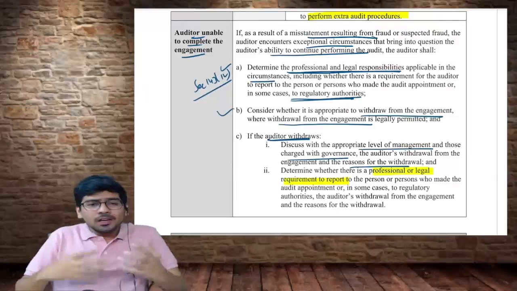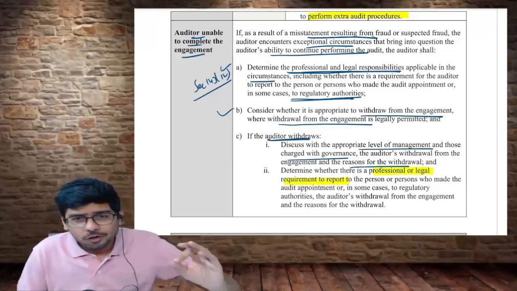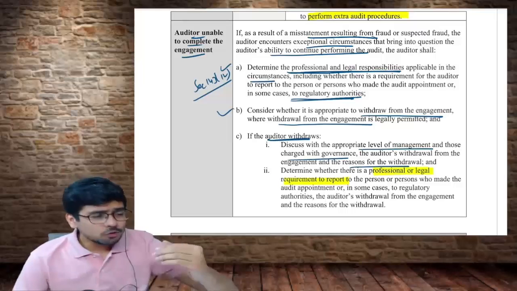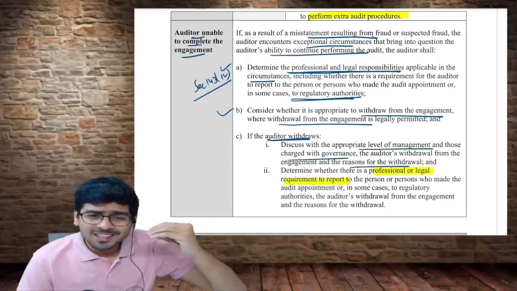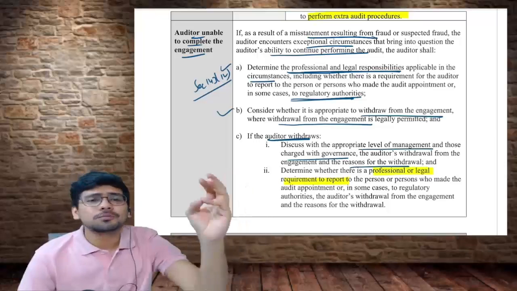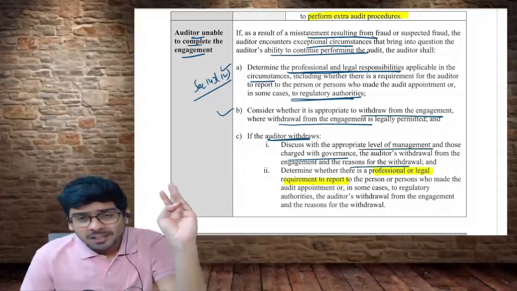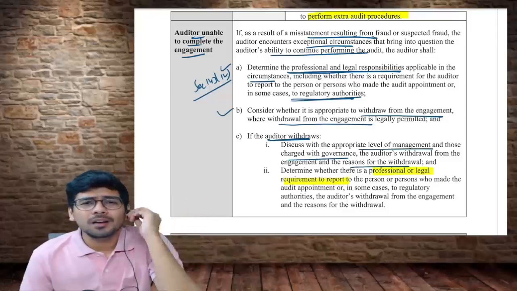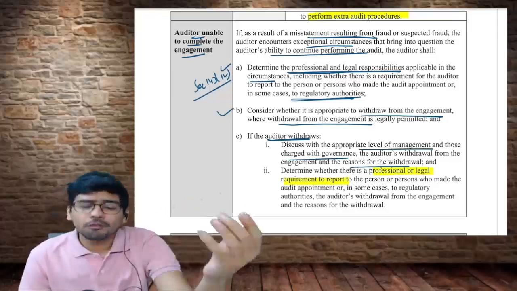So what did I tell you? Let's say if there is a fraud, what is the first thing the auditor needs to do? He needs to check on his professional duties, whether there is a need to report regarding the fraud to some regulatory authorities. And if he wishes to leave, whether he is allowed by the law to withdraw from the engagement.